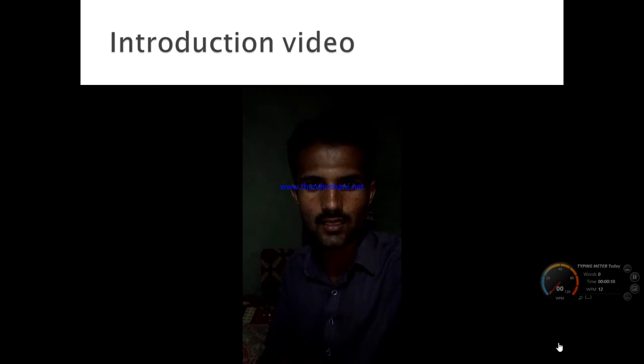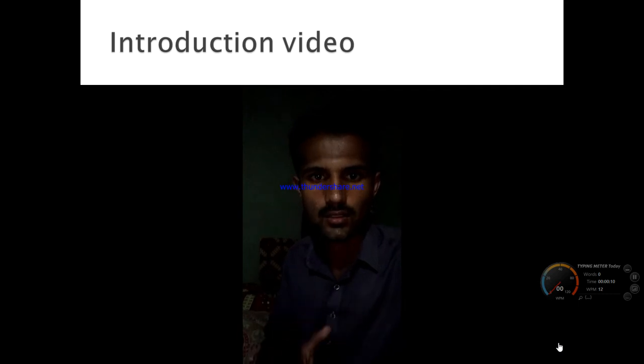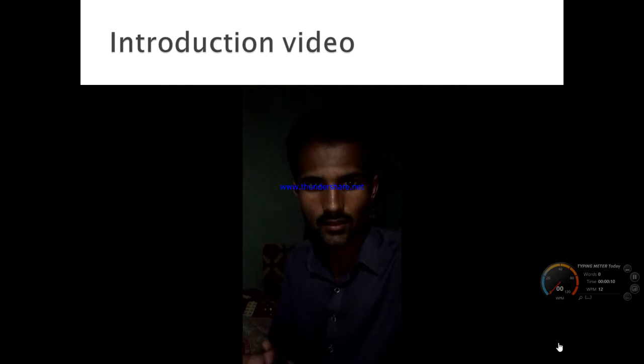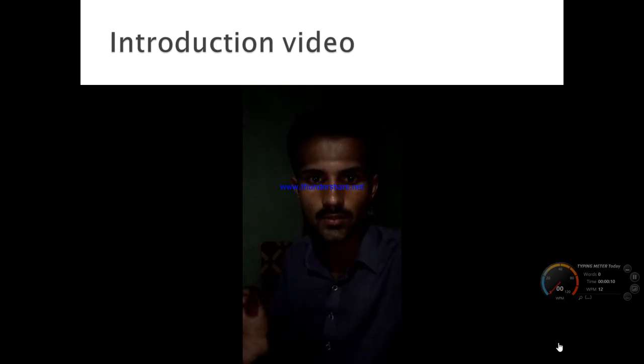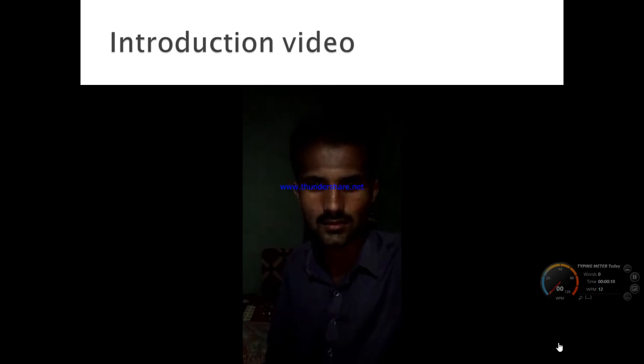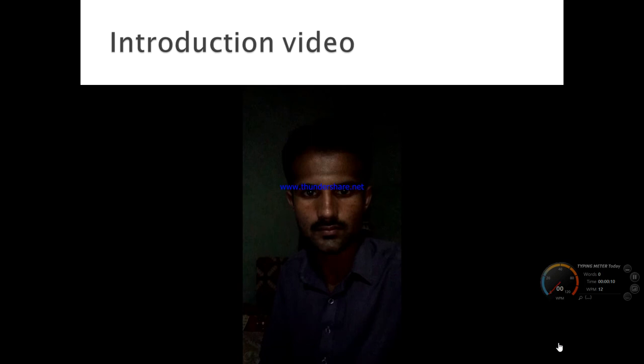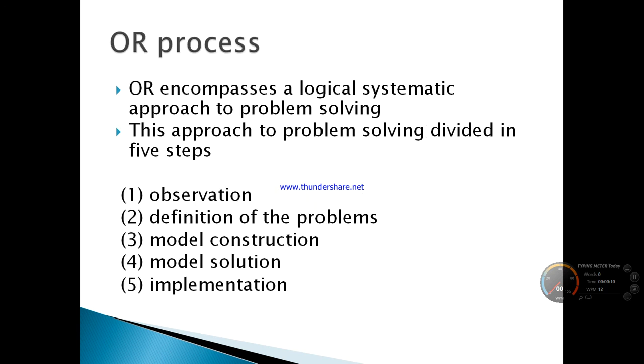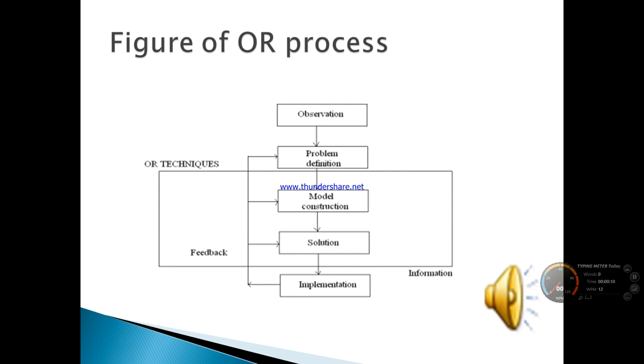At this stage, we will implement the whole solution, and see whether the solution is correct or wrong. If the solution is wrong, then maybe our observation is not correct, or maybe we made a mistake at the start of our observation and problem definition in the OR process. In this presentation, I am going to explain all OR process steps with examples.